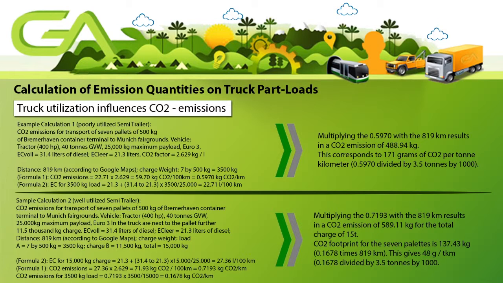Whereas in our second example, multiplying the 0.7193 with 819 kilometers, CO2 emissions of 589.11 kilograms for the total charge of 15 tons result. For the 7 pallets, this is a CO2 footprint of 137.43 kilograms, 0.1678 times 819 kilometers. This gives 48 grams per ton kilometer, 0.1678 divided by 3.5 tons by 1,000.